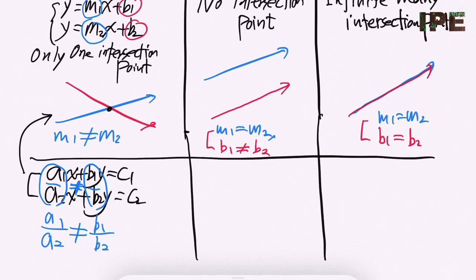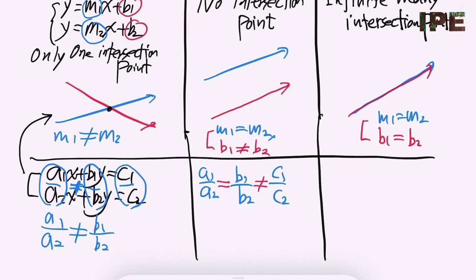What about the second case? No intersection point, or no solution. Okay, they have the same slope, different y-intercept. What about when standard form is given? Don't change forms from standard form to slope-intercept form. Just use the ratios of a1 over a2, b1 over b2, and c1 over c2. If a1 over a2 and b1 over b2 are equal to each other, that means the same slope. But c1 over c2 is not equal to them. That means they have different y-intercepts. Directly use this equation. It's much easier.